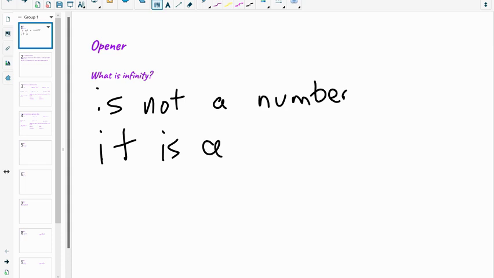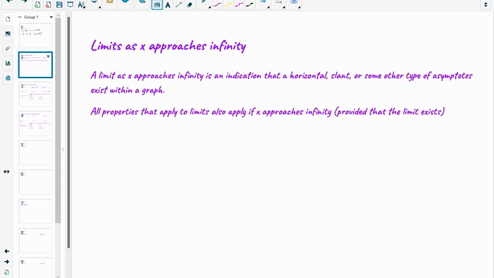Now, that being said, we'll have to think of it like a concept, but we'll sort of be using it like a number, and we'll look at that when we get to more examples. So really quickly, pause the video and write down this definition.